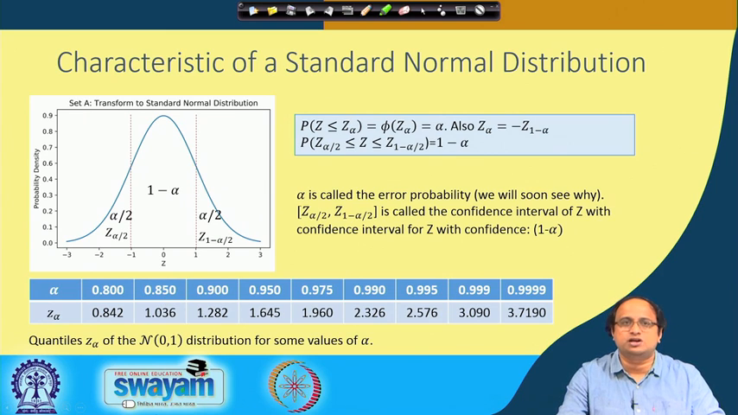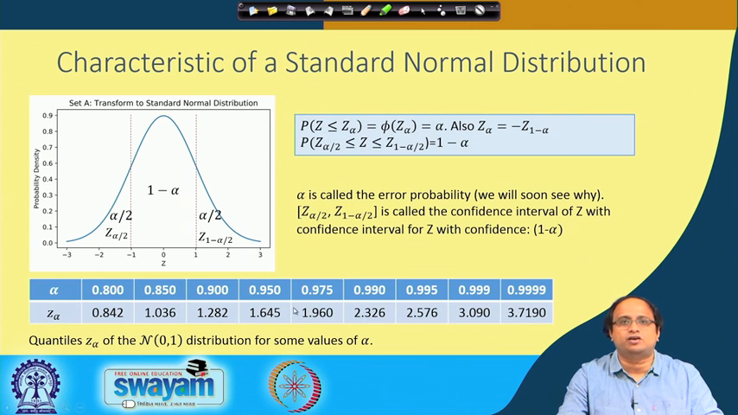Now the properties of this standard normal distribution are often described by a table. Here is a small summary of the table, but there is more data that you can easily get from a bigger table. For example, if the alpha value is 0.975, then the corresponding Z alpha is 1.960. I hope we now understand what it means, because this follows from this fact, that is P(Z less than or equal to Z alpha).